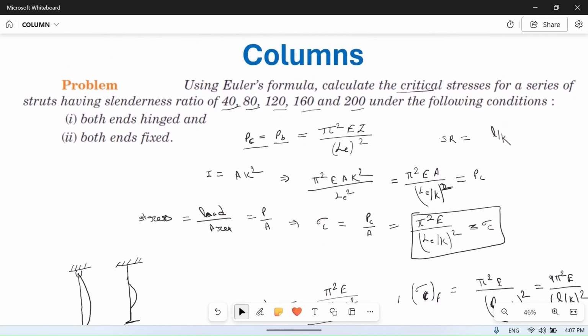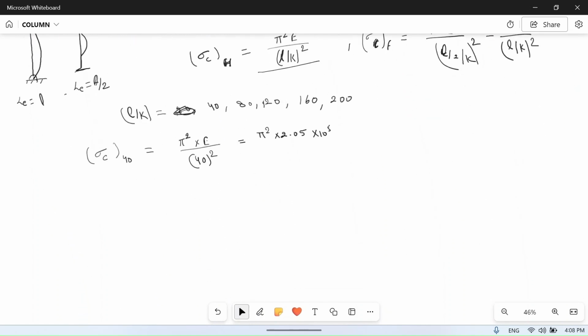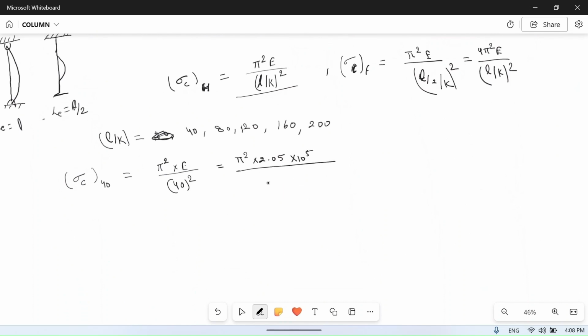Sorry, I have missed one thing. E is given as 2.05 into 10 to the power 5 Newton per mm square. Take the value of E as this. Okay, so we have kept these values divided by 40 square. If you calculate it, you will get 1264.54 Newton per mm square. This is first. Now you will get sigma C for 80.